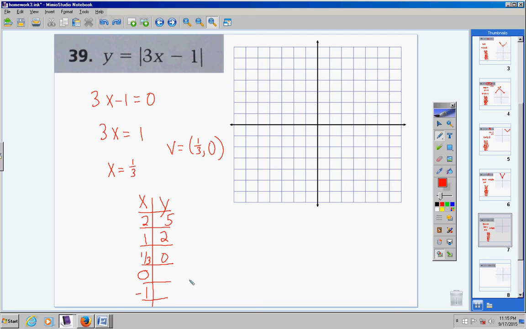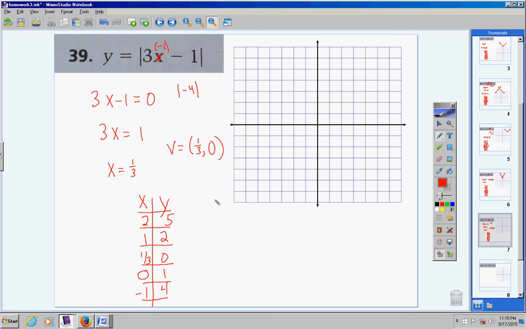Now, here we go. Let's put 0 in for x. So 3 times 0 is 0. 0 minus 1 is -1. The absolute value of -1 is 1. So we'll have a 1 right here. Now put a -1 in for x. 3 times -1 is -3. -3 minus 1 is -4. The absolute value of -4 is 4. Well, Mr. Arrow, we're not going to get a V. Oh, yes, we are. Watch carefully.